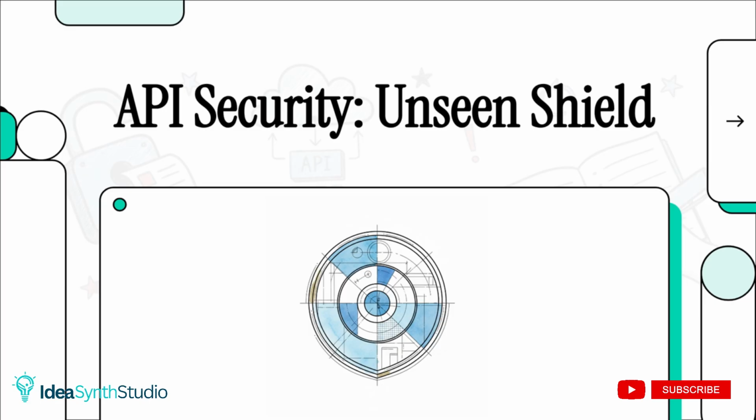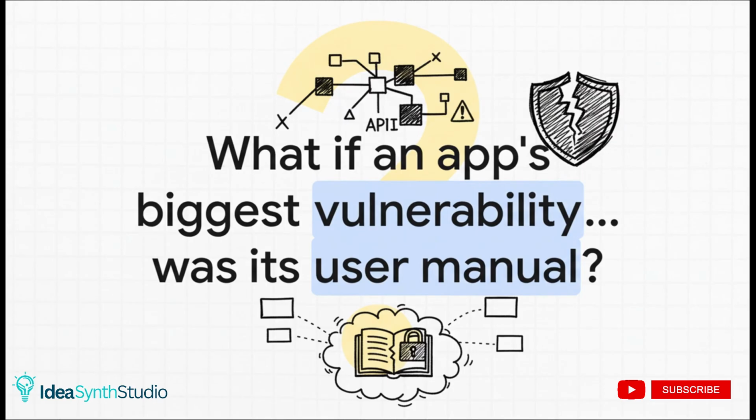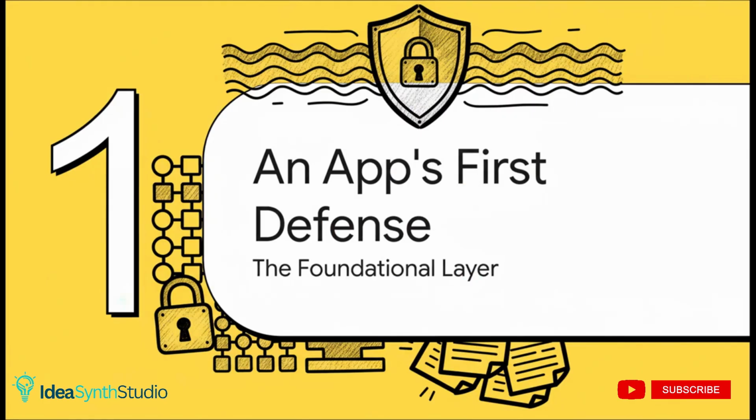Let's get into it. So I want to start with a question for you. What if the most dangerous weakness in a piece of software wasn't in the code itself, but in its own instruction manual? I know, it sounds a little strange, but when we're talking about APIs, this is a very, very real scenario. And that manual, we call it API documentation. Yep, that's right. Before you even think about firewalls or encryption or any of that fancy stuff, the security of your app really starts with its documentation.